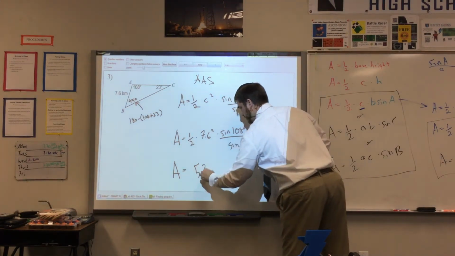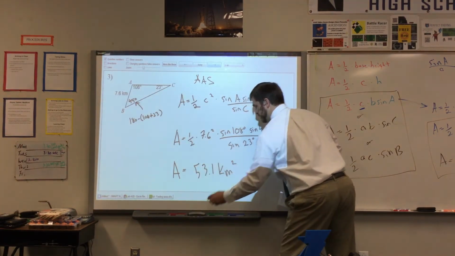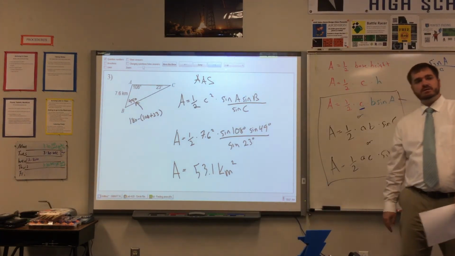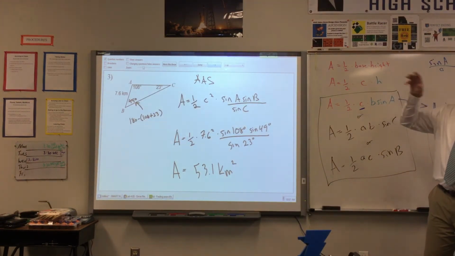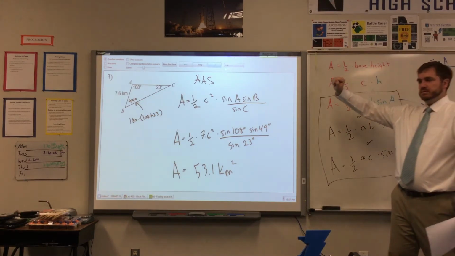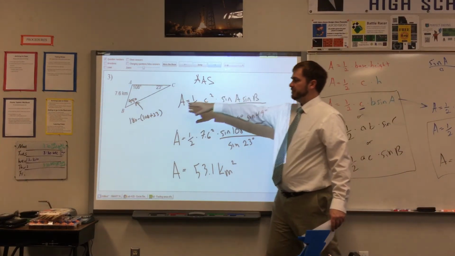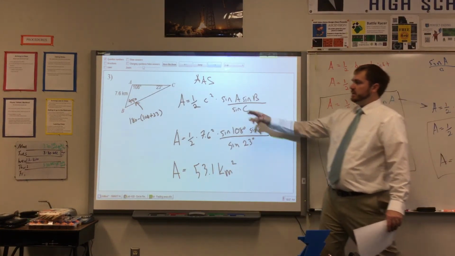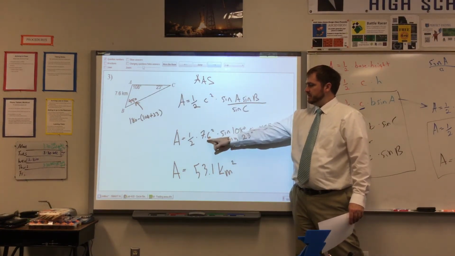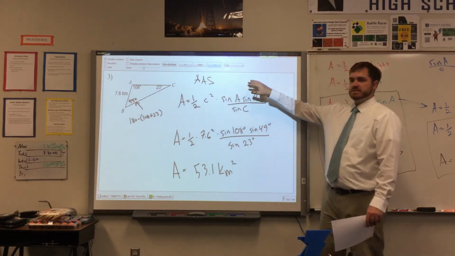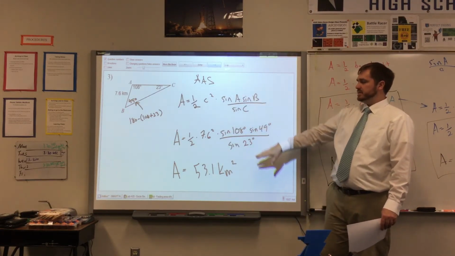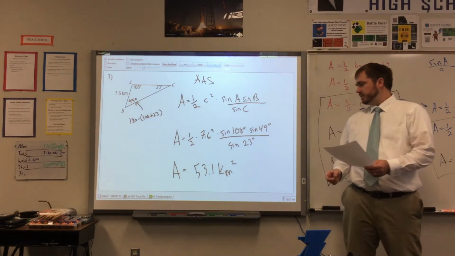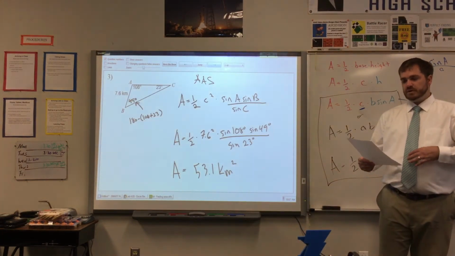Alright, a lot of you may have noticed on number 3, that's an angle, angle, side situation. So you have to use the triangle angle sum formula to figure out that that's 49 degrees down there. And then you just say 1/2 the side squared times the sine times the sine, divided by the sine. So 7.6 squared, sine 108, sine 49, over sine 23. Final answer 53.1.